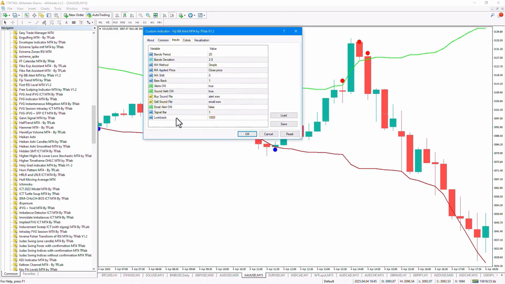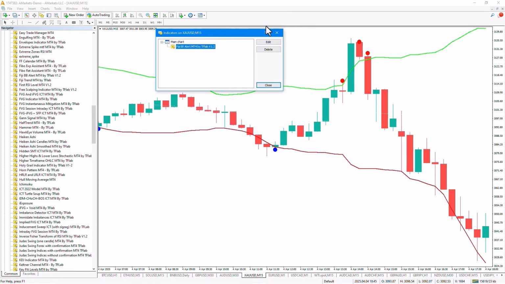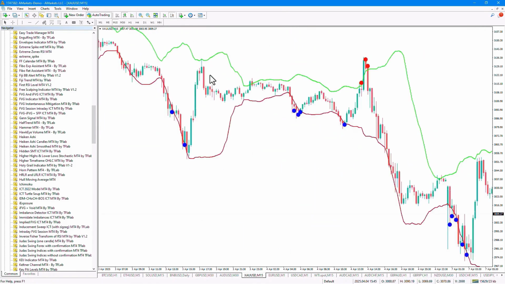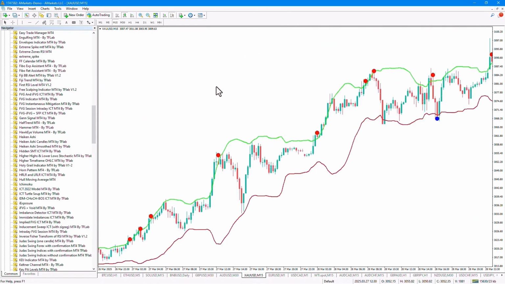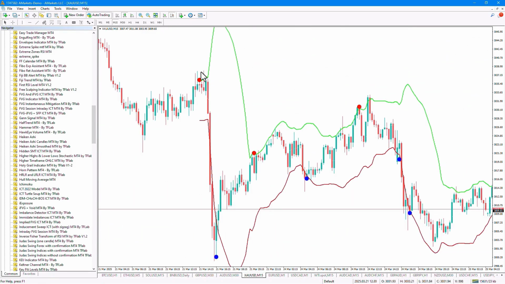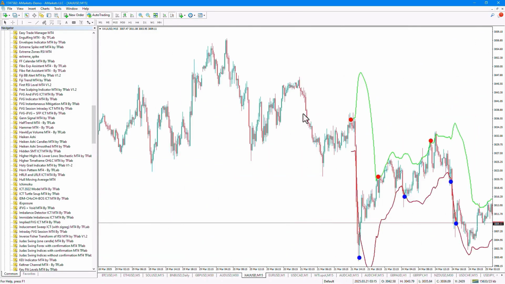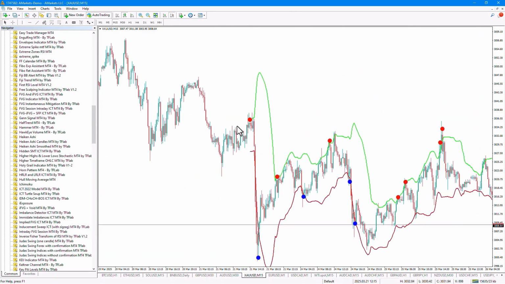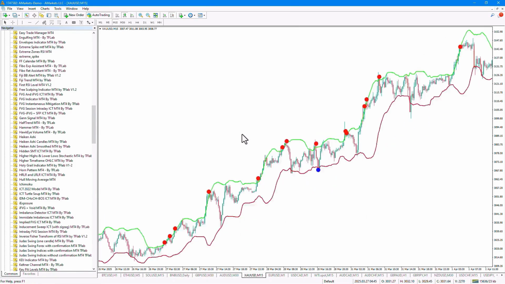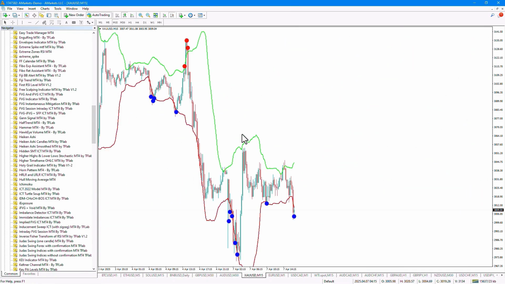And in the last section, there is the look back, which is the number of candles used for identification and calculation on the chart, which is set to 1000 candles by default. Here you can see that it has calculated and displayed 1000 candles for us. To display more values for us, we can increase or decrease the amount from the settings section.